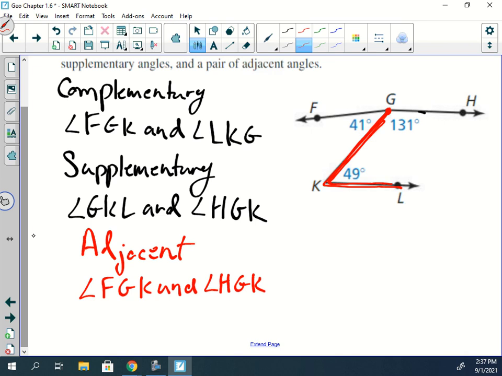Now we couldn't do FGH and FGL, because all the points in FGK, all those points in there would also be contained in the bigger angle. That's what it means by no common interior points.